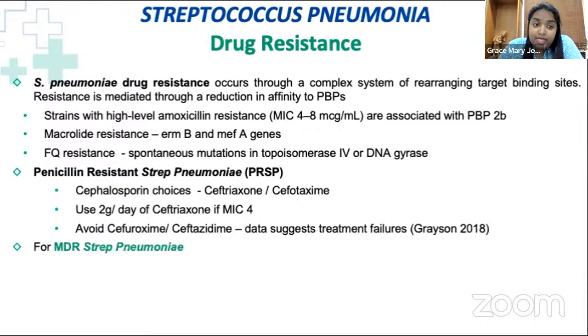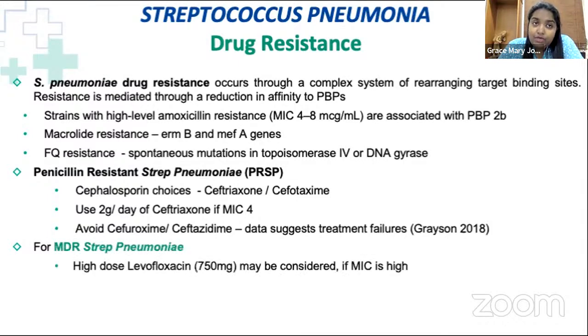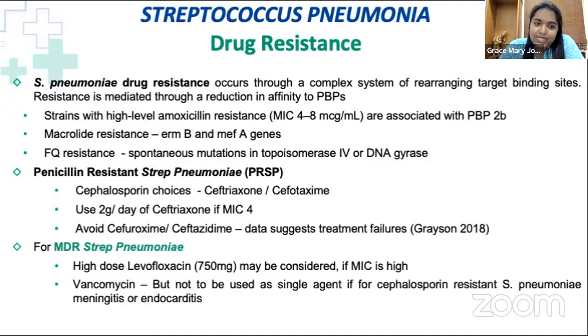Now, if you have MDR strep pneumonia, you can use high-dose levofloxacin. The usual dose of levofloxacin for CAP is 500 mg, but 750 mg is usually the pseudomonal dose of levofloxacin. But if the MIC of levofloxacin is quite high, you use 750 instead of 500. The other one obviously is vancomycin, but if your pneumococcus is cephalosporin resistant, you should not use vancomycin as a single agent to treat meningitis or endocarditis.